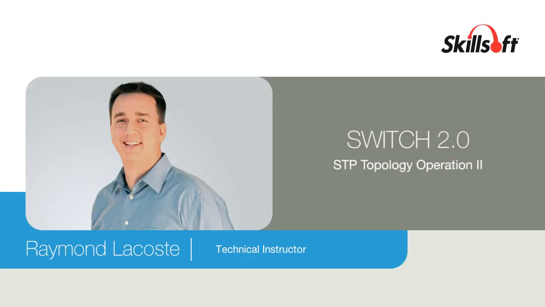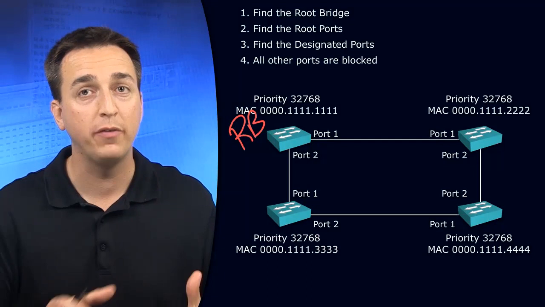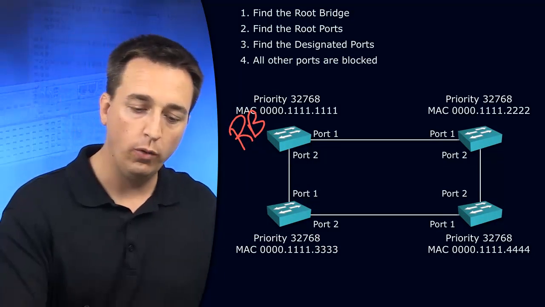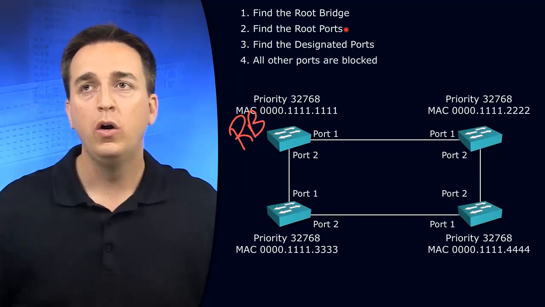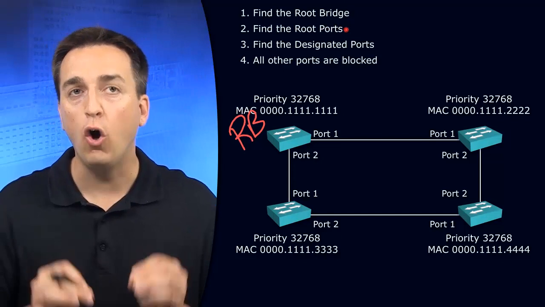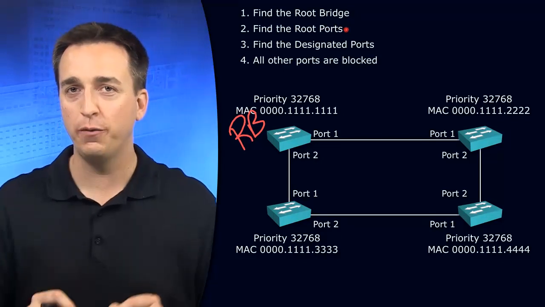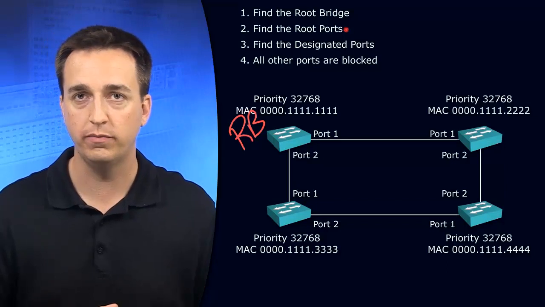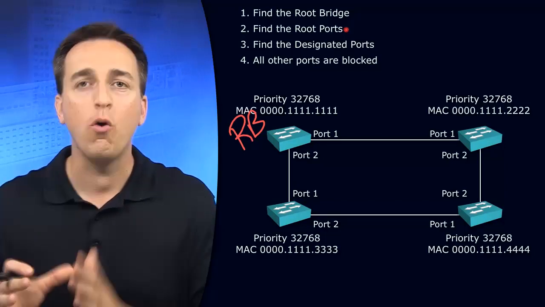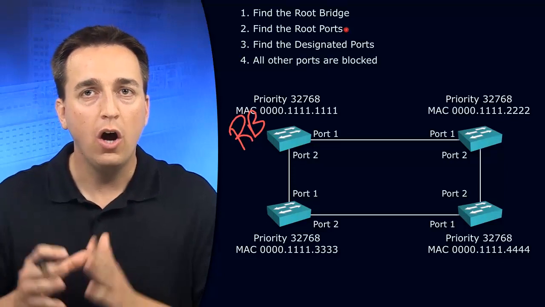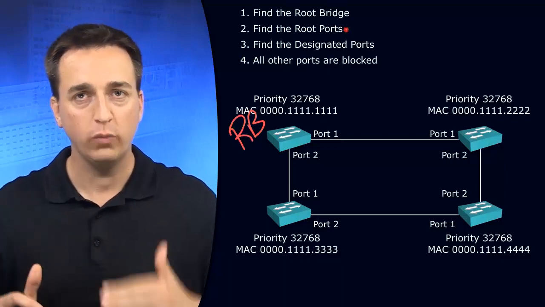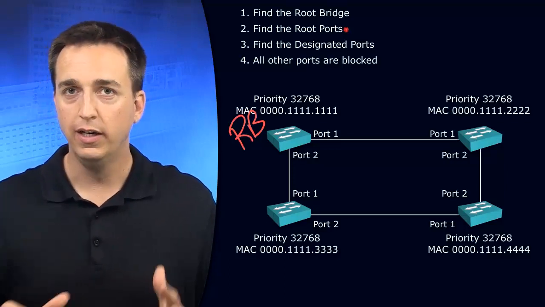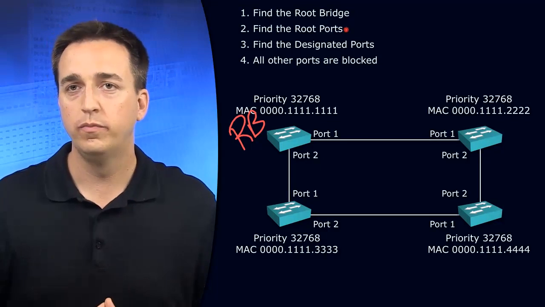Once you've found the root bridge within the topology, it's time to find the root ports. So what are root ports? Well, these are ports that you will only find on non-root bridges. You will not find root ports on the root bridge. So we know where our focus is going to be. It's going to be on these other three switches in this topology that are not the root bridge.